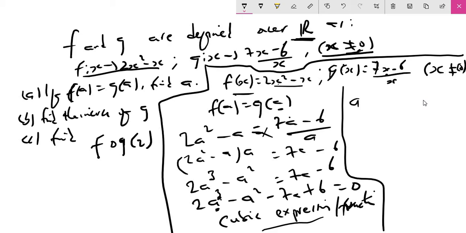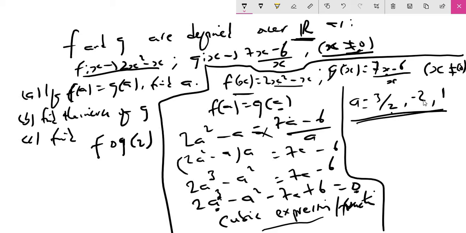If you use your calculator to find this, you'll find that the first answer will be 3 over 2. It can also be minus 2 and minus 1. You realize that if you substitute any of these into the equation, you get 0. So these are the values that a can take.